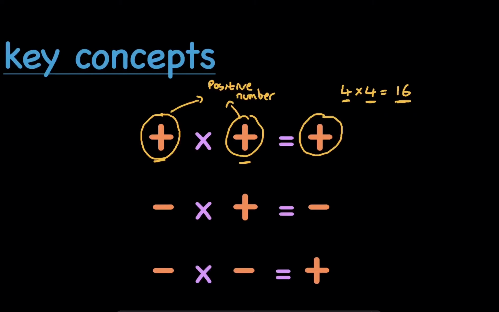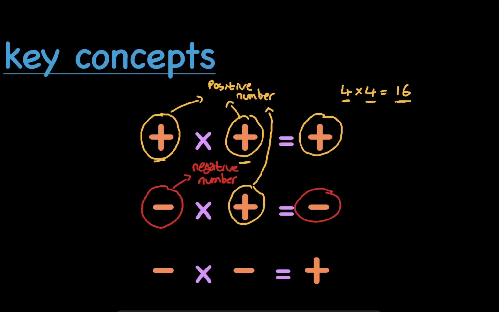Now let's say you have a negative number multiplied by a positive number. I'm just going to draw an arrow here to avoid rewriting it. So let's say you have a negative number multiplied by a positive number. Your answer is always going to be a negative number. So let's look at an example.